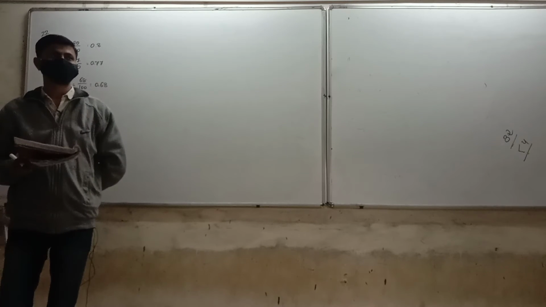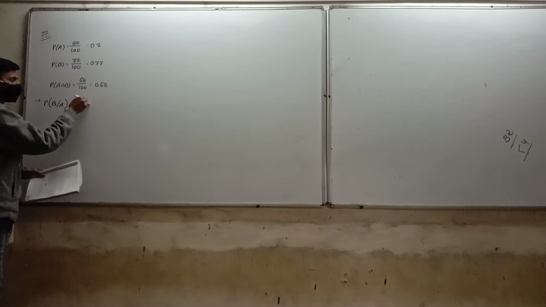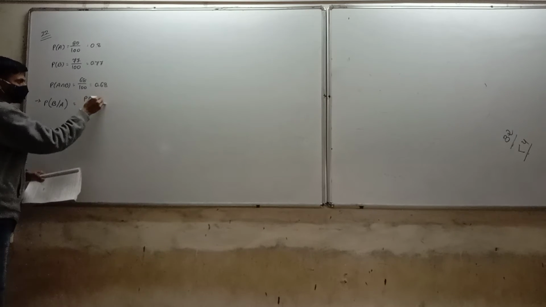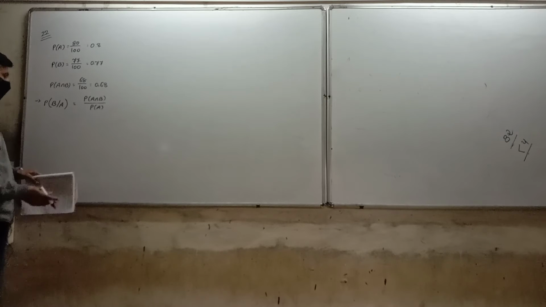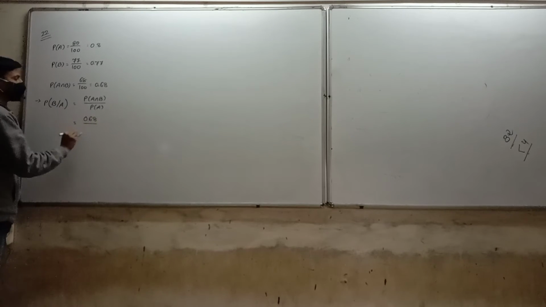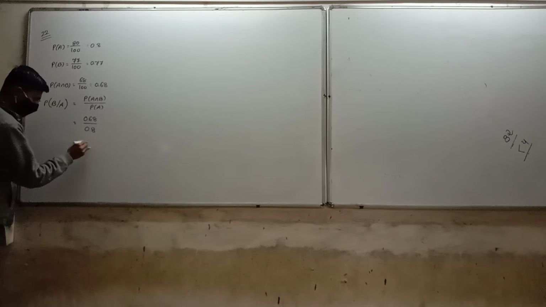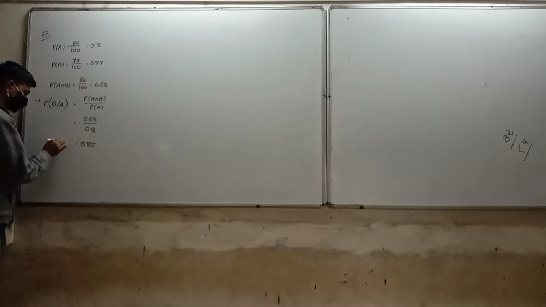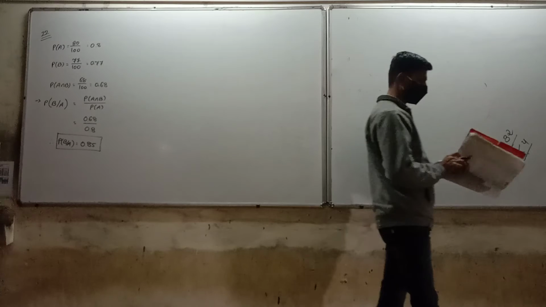Write down the formula. P of B given that of A is equal to P of A intersection B upon P of A. Value of A intersection B is 0.68 upon value of P of A, 0.8. So the final answer is 0.85. P of B given A. Okay, you are complete for question number 22.